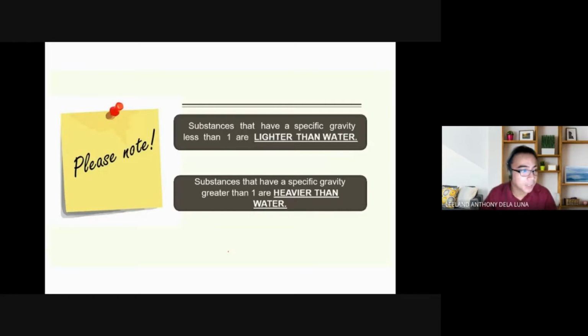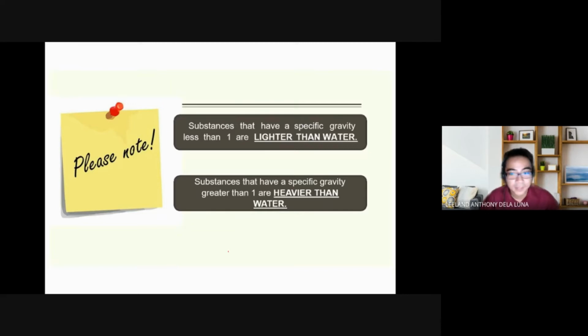Now, please take note, class, a substance that has a specific gravity that is less than 1 tends to be lighter than water. Okay, para sa density natin kanina, remember? Kung sino yung mas lighter ang density, mas lumulutang 'yon. Pero kasi pag ang specific gravity mo is less than 1, say for example, 0.1 ang specific gravity mo, obviously, class, lulutang yung substance na 'yon.